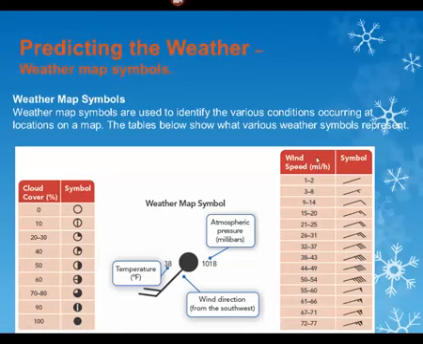Wind speed, and this is measured in miles per hour in the United States. There are a number of different symbols that represent the wind speed. A straight line represents a wind speed of 1 to 2 miles per hour, whereas a symbol that has a couple of straight lines coming off of it, along with a triangle at the end, represents higher wind speeds. In this case, this symbol represents 72 to 77 miles per hour.